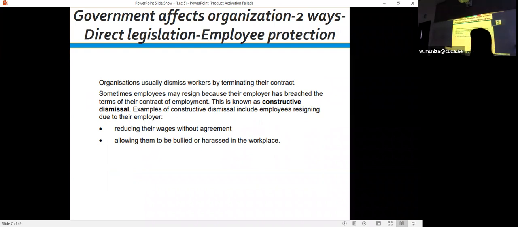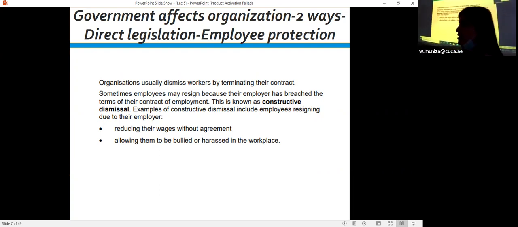Organizations usually dismiss workers by terminating their contract. Sometimes employees may resign because their employer has breached the terms of their contract of employment. This is known as constructive dismissal. Examples of constructive dismissal include employees resigning due to their employer reducing their wages without agreement, allowing them to be bullied or harassed in the workplace. So there are some employment protection acts against this crime. In most of the countries, it is considered a crime.